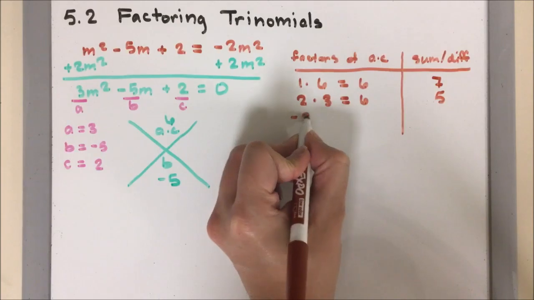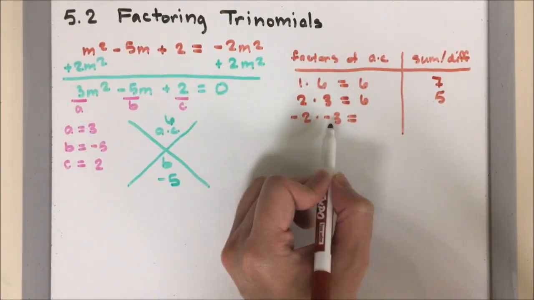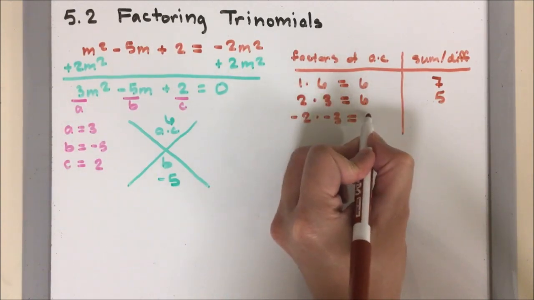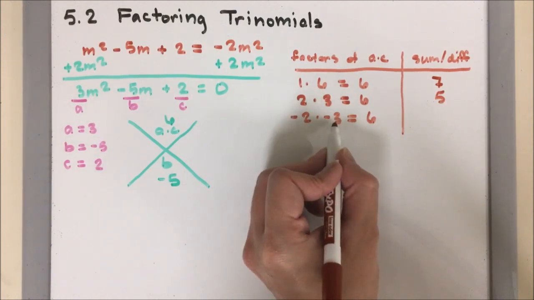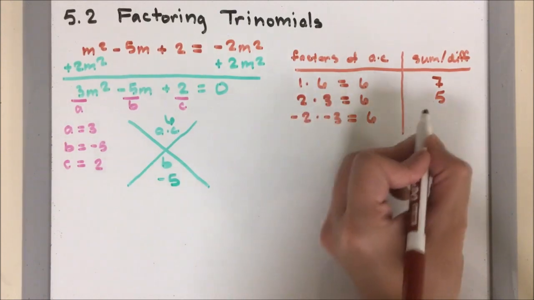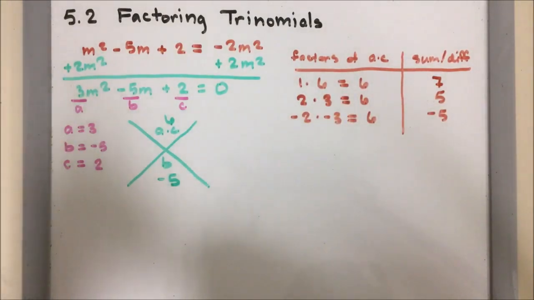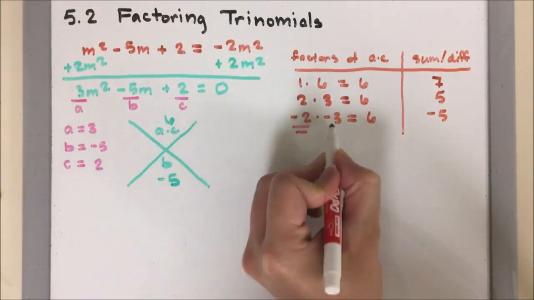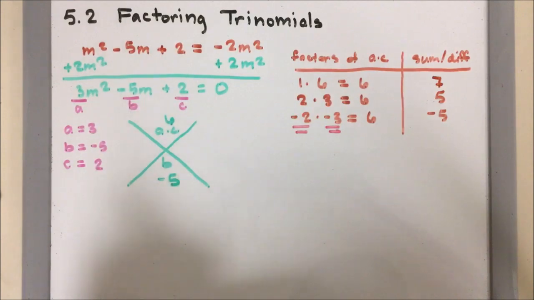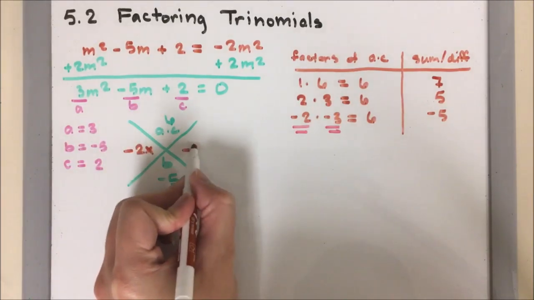So in this case, negative 2 times negative 3. So negative 2 times negative 3, that indeed would give us positive 6. And if you combine negative 2 with negative 3, so basically negative 2 minus 3, my sum or difference is negative 5. So I found my correct pair of factors. So what I'm going to do is write my factors over here, negative 2x and negative 3x.